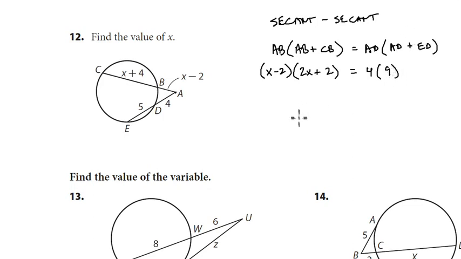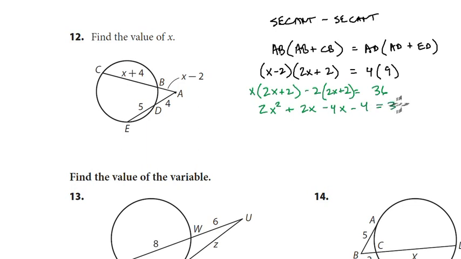All right, let's work this out. This side's the easy side, 36. This side, let's go ahead and multiply binomial times binomial. I'm going to use FOIL for that. So actually, let's not use FOIL. Let's use distribution. We learned this in class. X times the second binomial, minus 2 times the second binomial. So the first term times the second binomial, second term times the second binomial. This is going to be 2x squared plus 2x minus 4x minus 4 equals 36.